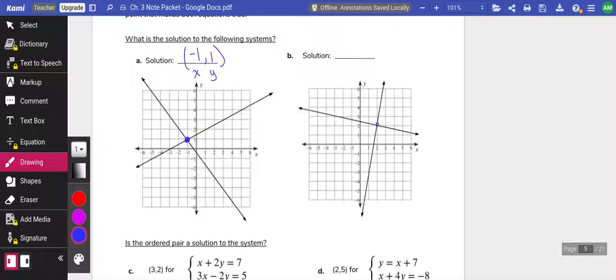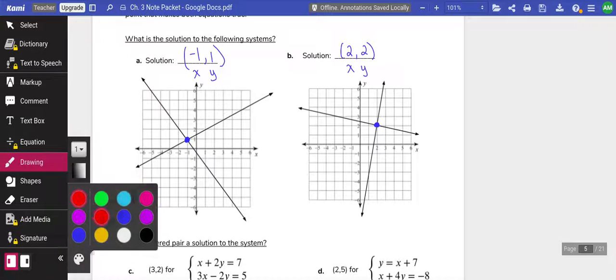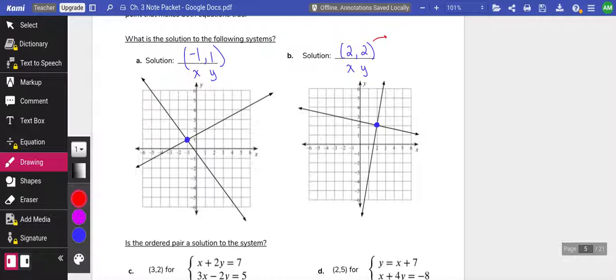Looking at B, again, here's where they intersect. And my point is (2, 2). Again, not only is this x comma y, but looking at my coordinate pair, make sure that you have parentheses and a comma.